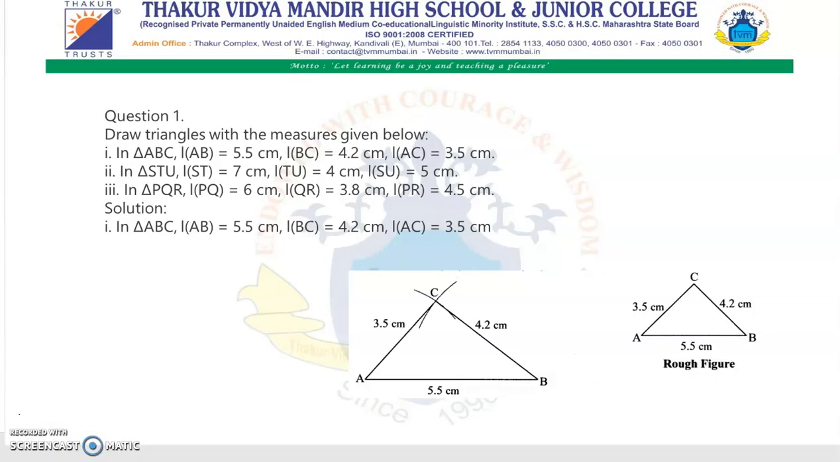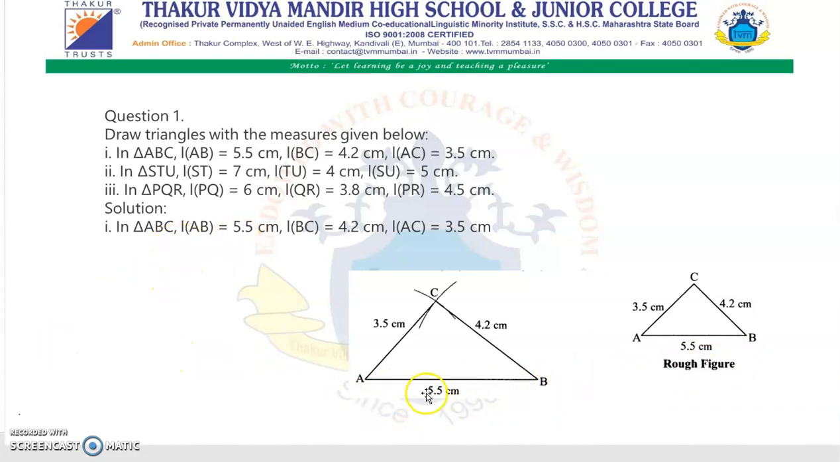Now question 1 from textbook. In triangle ABC, the length AB is given 5.5 cm, BC given 4.2 cm, length AC given 3.5 cm. First we will draw the rough figure. By drawing the rough figure, you will get an idea which side will come as a base. Generally we are taking the longest length as the base.